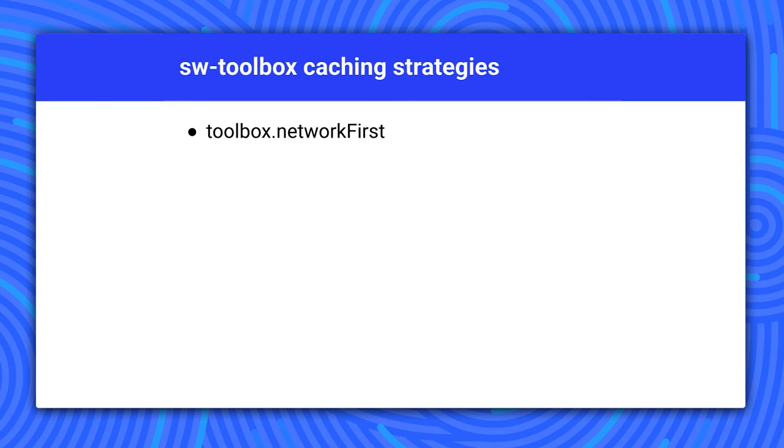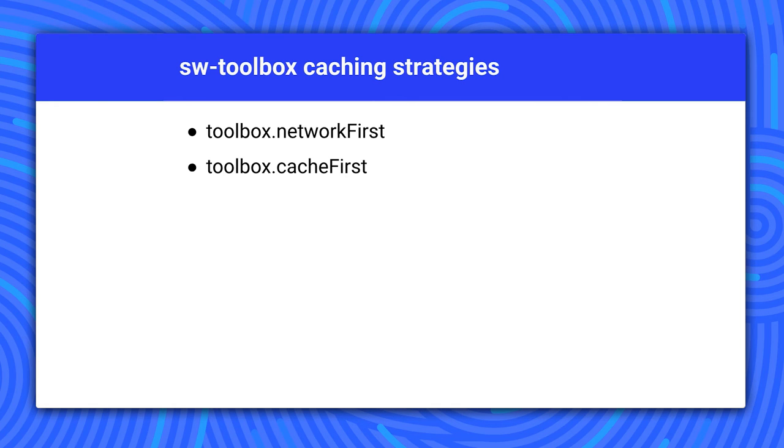Toolbox.networkFirst. Try to fetch the resource from the network and store the response in the cache if successful. Otherwise, try to fetch the resource from the cache. This is the strategy to use for basic read-through caching. It's also good for API requests, where you always want the freshest data when it is available, but would rather have stale data than no data.